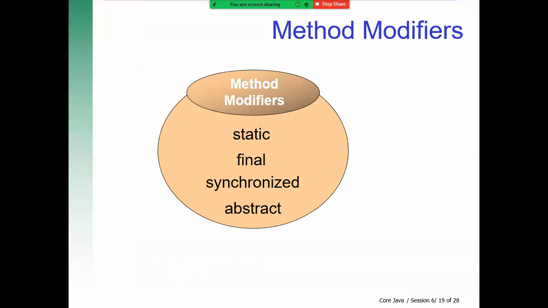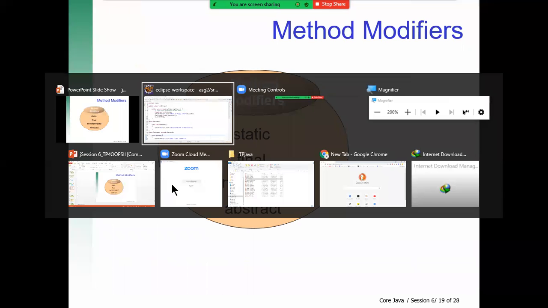Okay. So let us see one more. We said method modifiers are static, final, synchronized, and abstract. Now, what do you mean by this abstract method? We'll talk about synchronized a little later. We'll get back to abstract now.